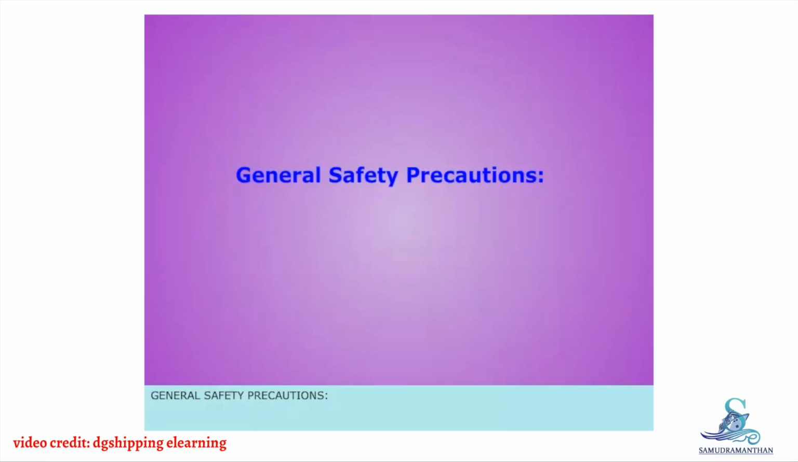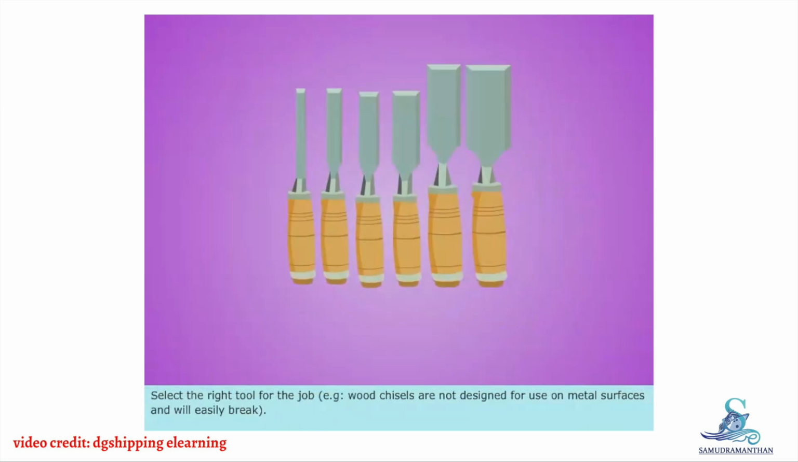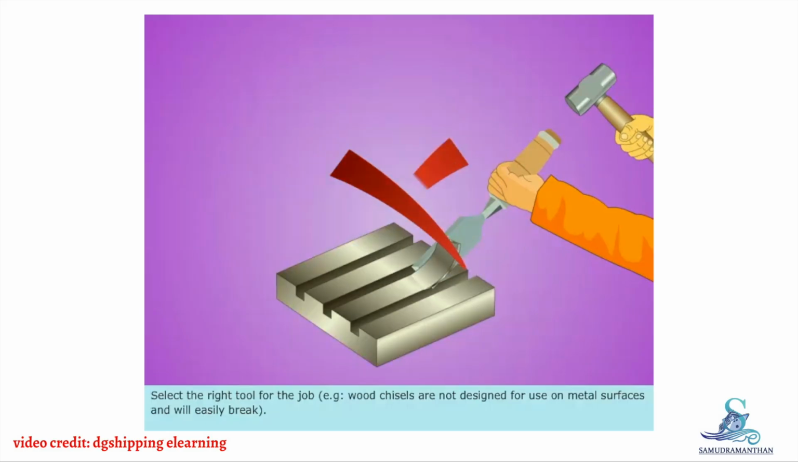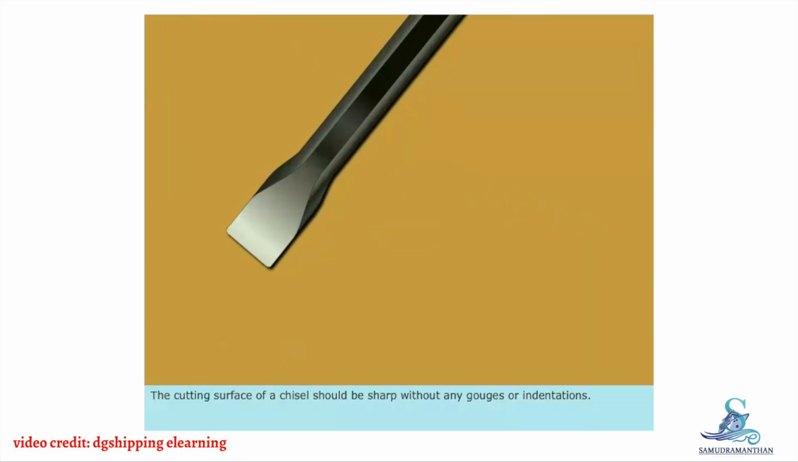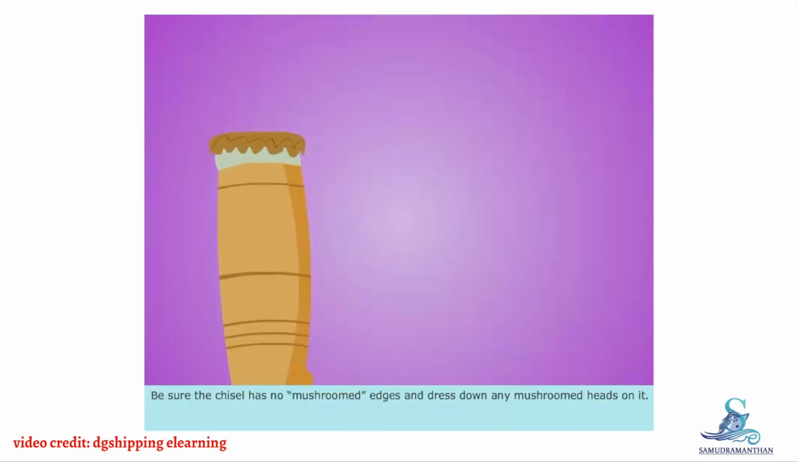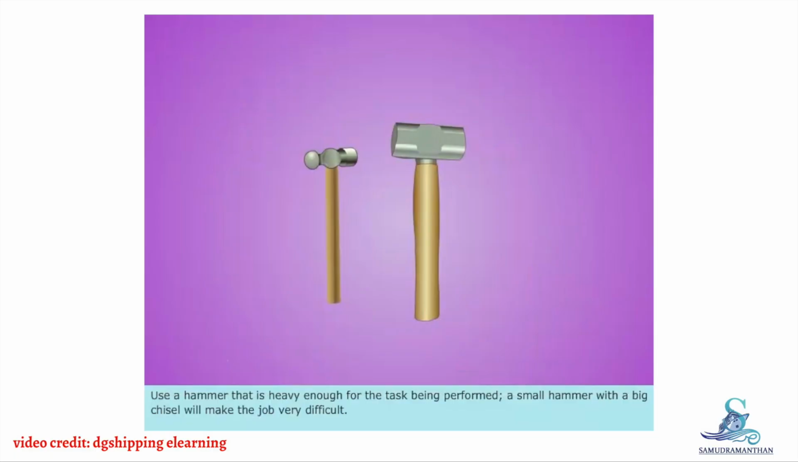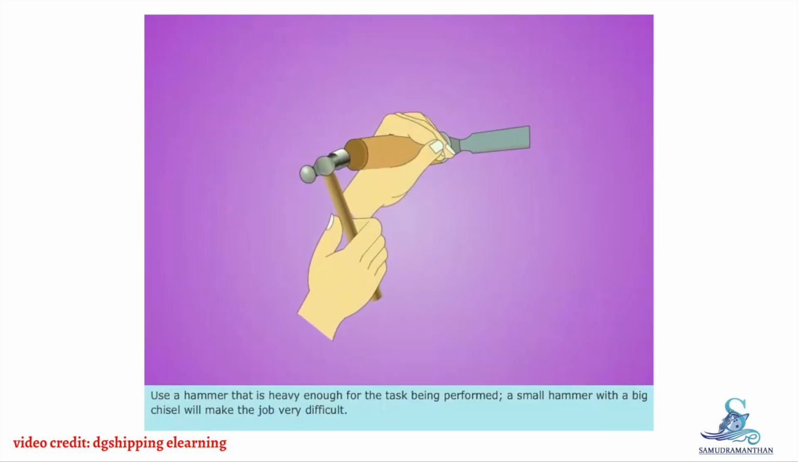General safety precautions. Select the right tool for the job. For example, wood chisels are not designed for use on metal surfaces and will easily break. The cutting surface of a chisel should be sharp without any gouges or indentations. Be sure the chisel has no mushroomed edges and dress down any mushroomed heads on it. Use a hammer that is heavy enough for the task being performed. A small hammer with a big chisel will make the job very difficult.